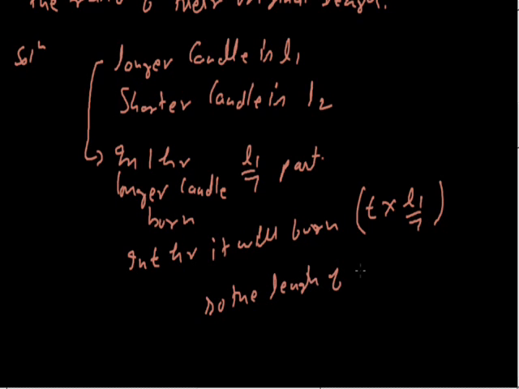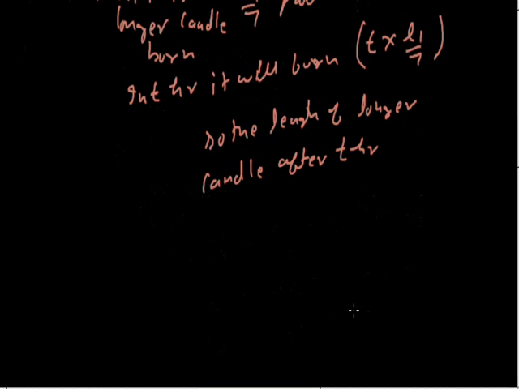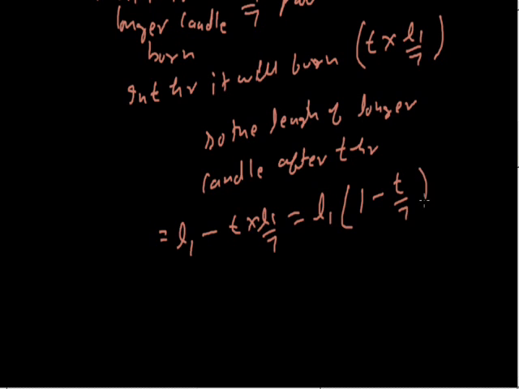the longer candle after T hours should be equal to L1 minus the part which is burned, that is T into L1 by 7. So we take L1 common, so it remains L1 into (1 minus T by 7).